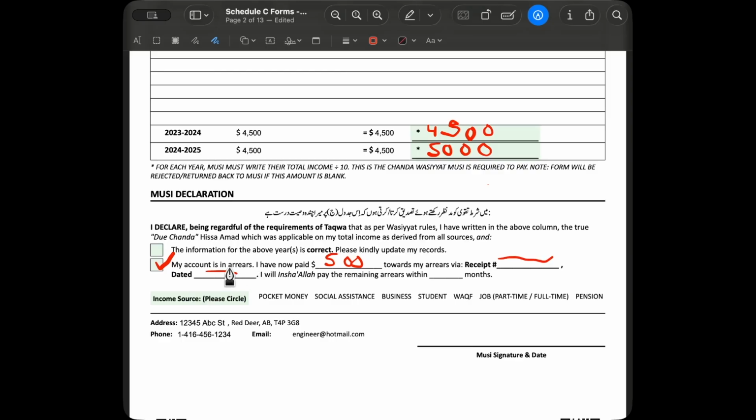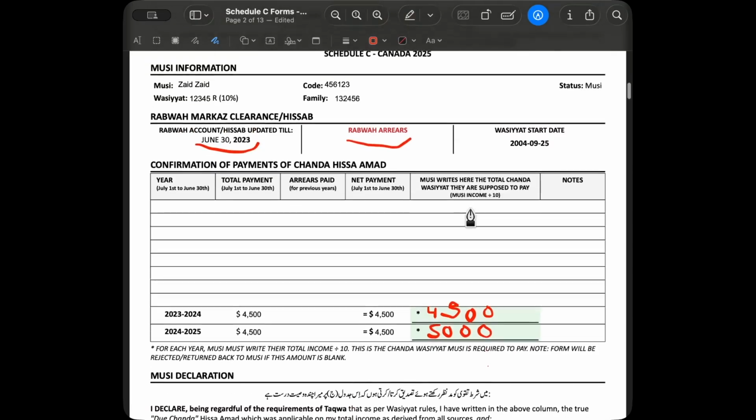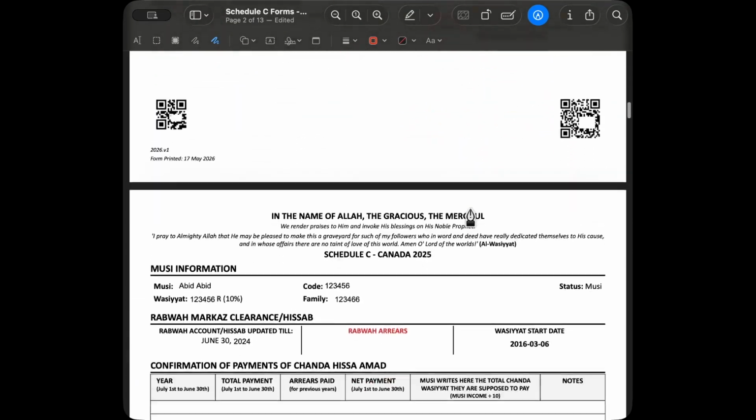The second option is, let's say if the Musi does not pay his arrears right away, then the other thing he can say is, I will inshallah pay the remaining arrears within how many months. So he'll just write down, let's assume that he will pay his remaining $500 in 3 months. So we'll just write down 3 here. And next thing is that he will have to then choose the income source. Let's say he had a job, then he will just circle job here. And then his signature will go here and then date here. That's it. This form is complete.